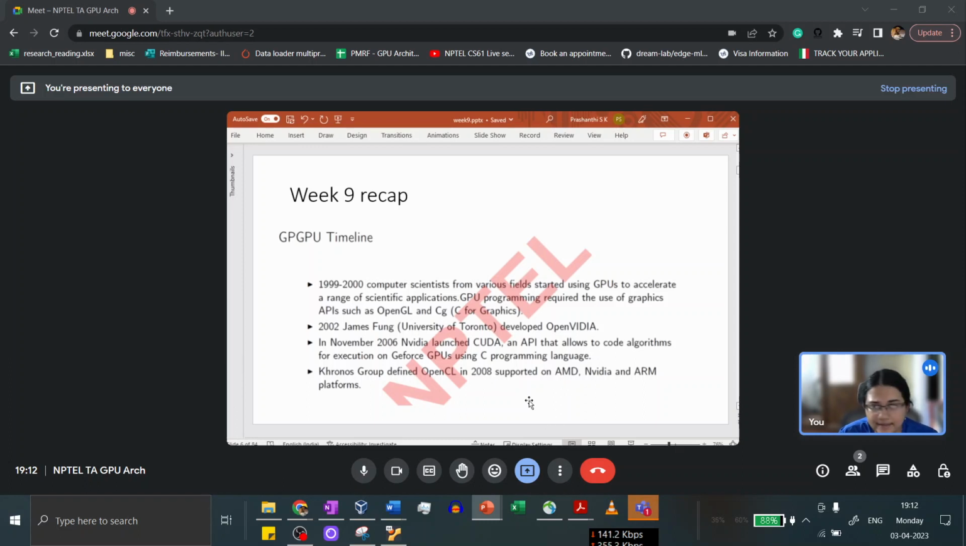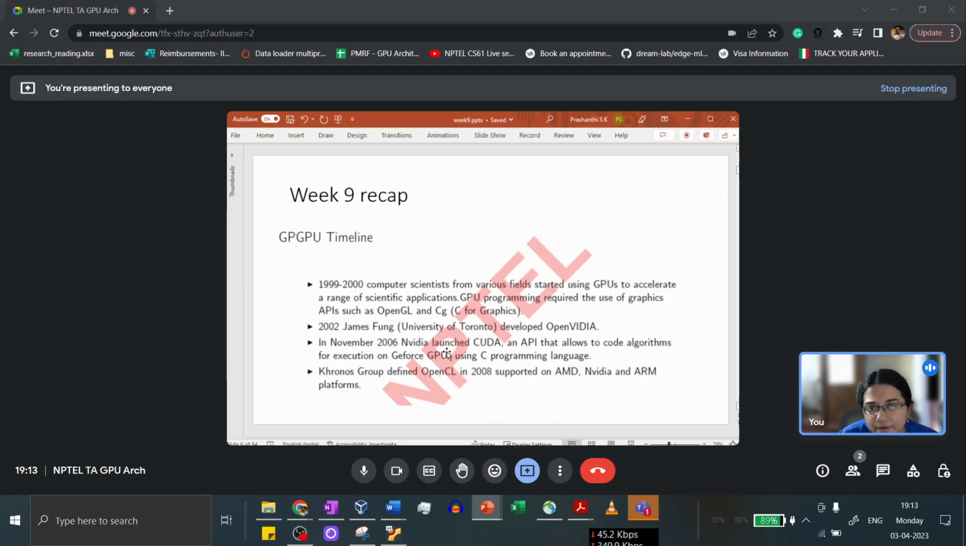First, let's start with how the GPU landscape evolved and how OpenCL came into place. In the late 90s and early 2000s, GPUs started to be used as accelerators for various scientific applications, and a lot of graphics APIs were in play, like OpenGL, commonly called OGL. OpenCL is also sometimes called OCL. Then in 2002 there was a new one called OpenVIDIA. This is lesser known, so you might not have heard of it.